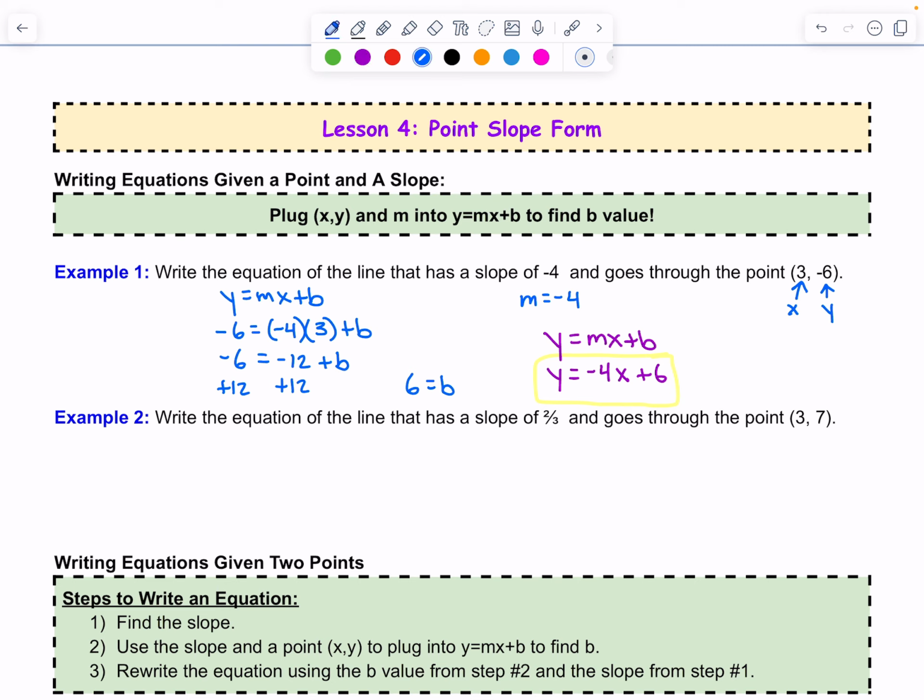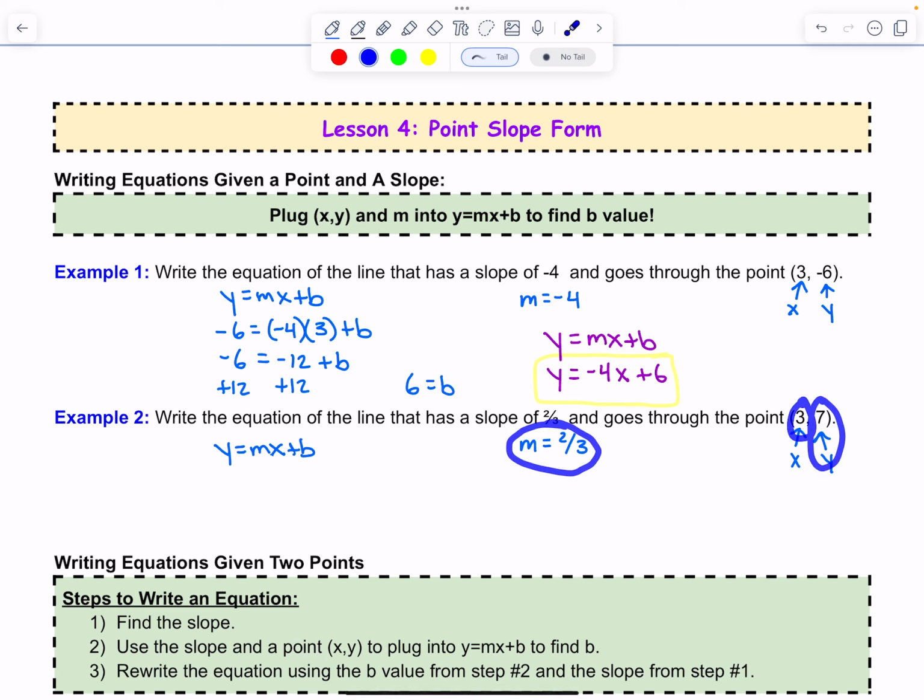Example 2 says write the equation of the line that has a slope of 2/3 and goes through the point 3, 7. So 3 is the x, where 7 would be the y. So we're going to write out y equals mx plus b, and we're going to plug everything in. So y is 7, the m is 2/3, and the x is 3. And then we're going to solve for b. All right, so y is 7, m was 2/3, x was 3, and then bring down the b that we're going to solve for.